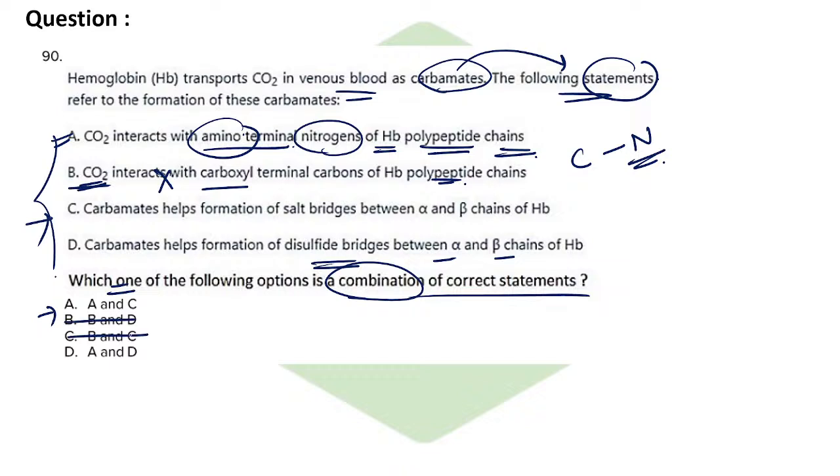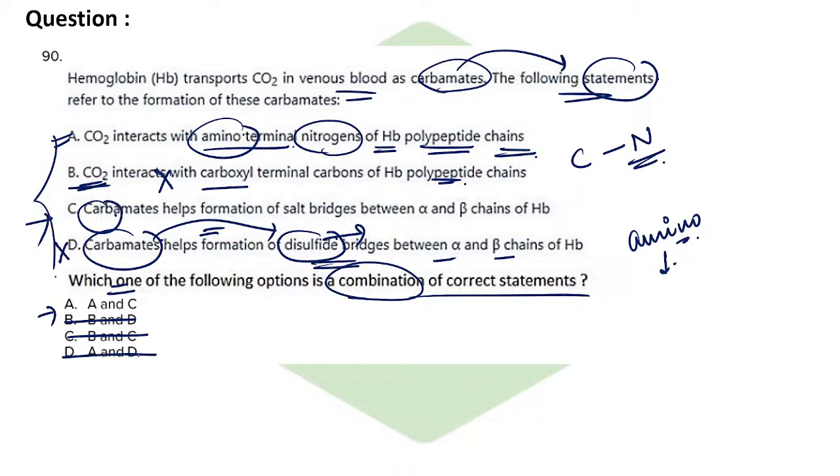If I eliminate B, I can eliminate the first, second, and third options. Then you have the third option, which is saying that it helps in the formation of salt bridges. The last is saying that carbamates help in the formation of disulfide bridges. No, carbamates cannot help in the formation of disulfide bridges, because for a disulfide bridge, for a sulfur bond to be there, there is a requirement or utilization of cysteine, right? That's why D is wrong.